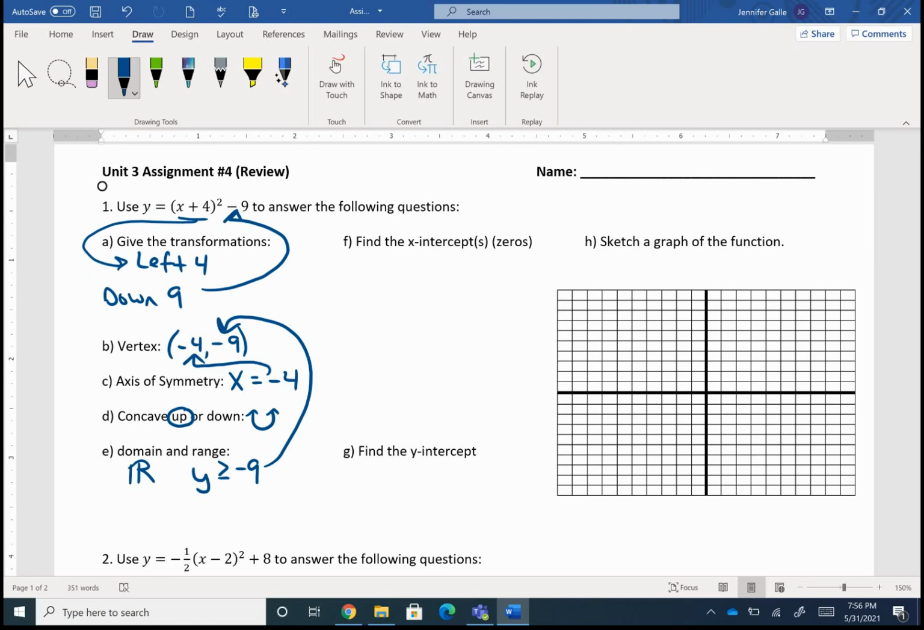Finding the x-intercepts, remember, to find x-intercepts, that means we put 0 in for the y, and we solve for the x. So in order to do this, we want to get the squared term by itself. So regular equation solving steps apply here. To undo subtraction, we're going to add 9 to both sides.